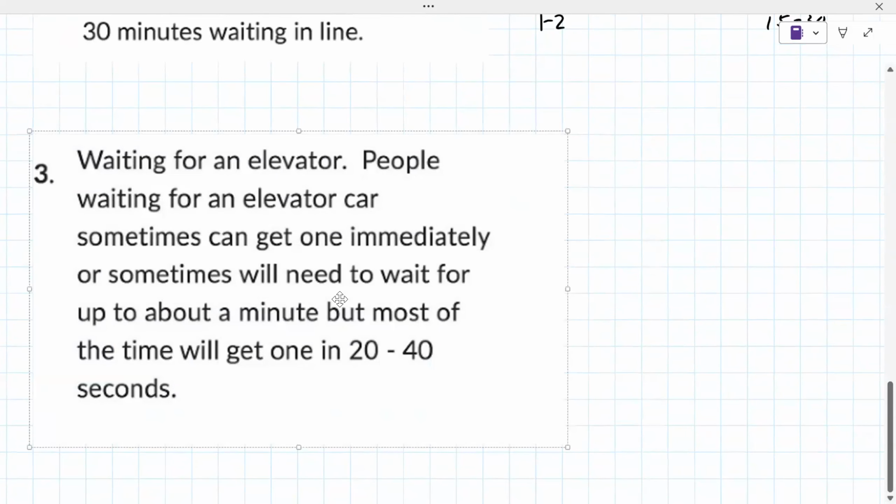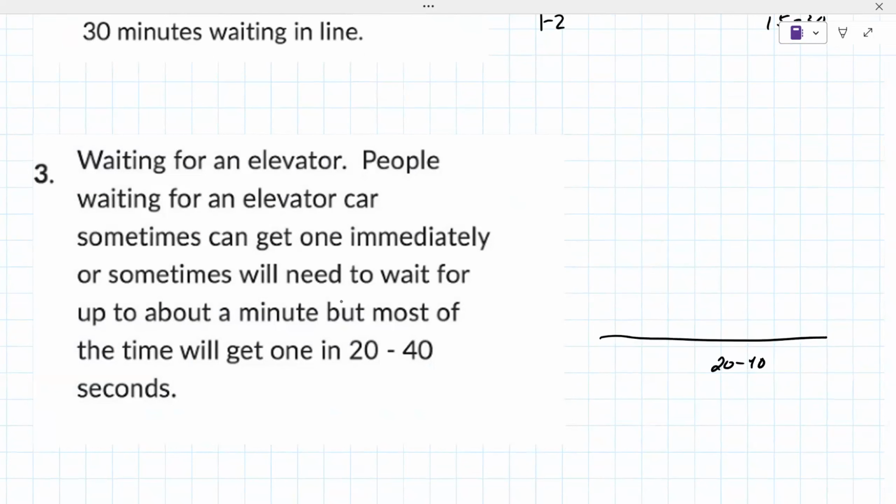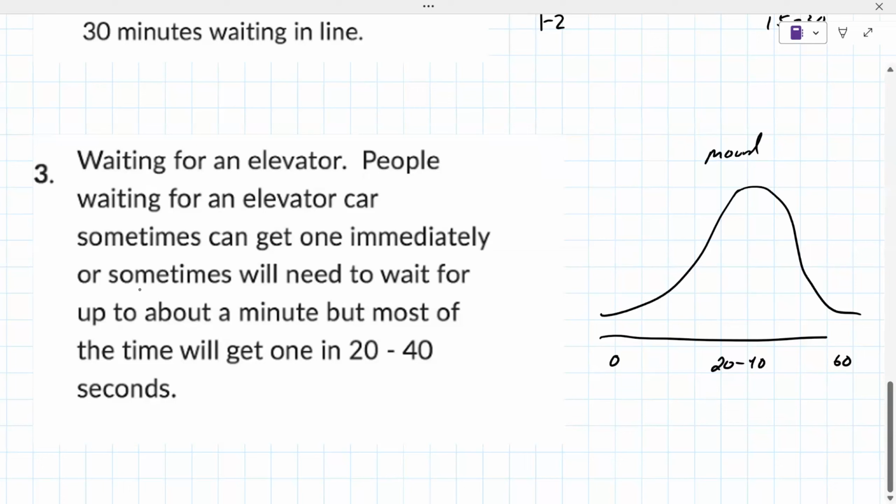Waiting for an elevator, people can sometimes get one immediately, or sometimes we'll need to wait for up to about a minute, but most of the time we'll get in one in 20 to 40 seconds. They're saying 20 to 40 is most, right away is 0, 1 minute is just a few. So it's fairly mound shaped like this. Oh, because it's in the middle, right? The 20 to 40. Yes. And by process of elimination, if you haven't done a bunch of these before, typically all the answers get used up in this type of question.